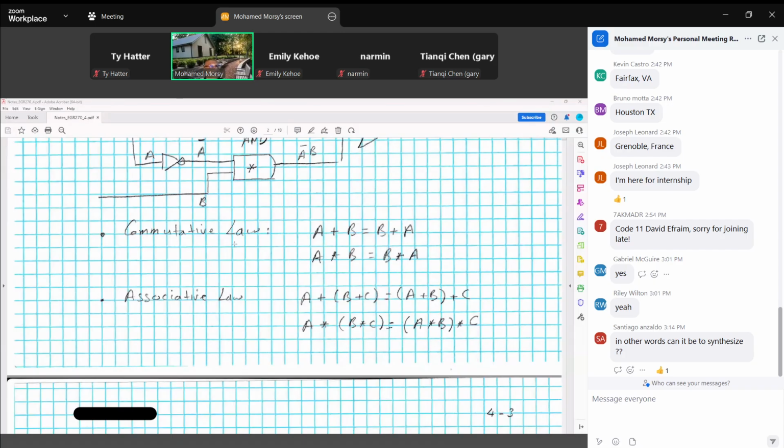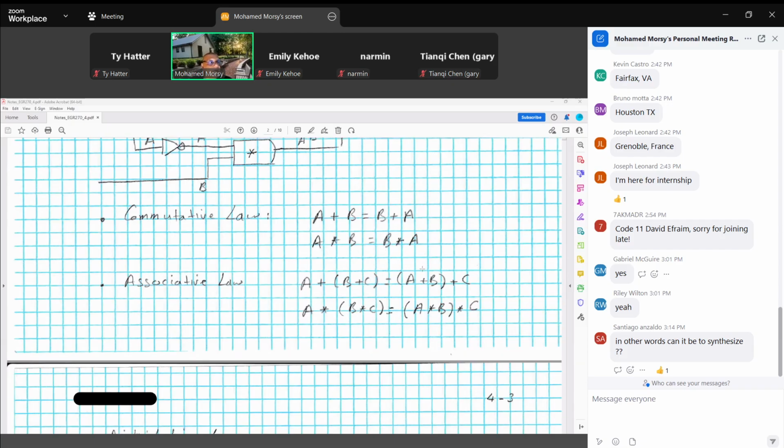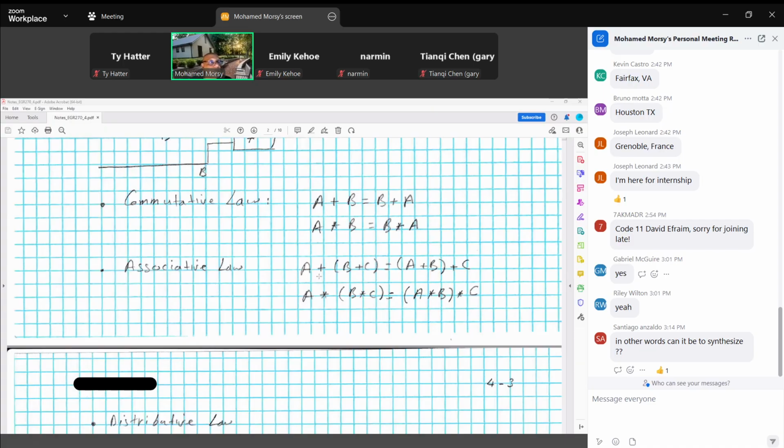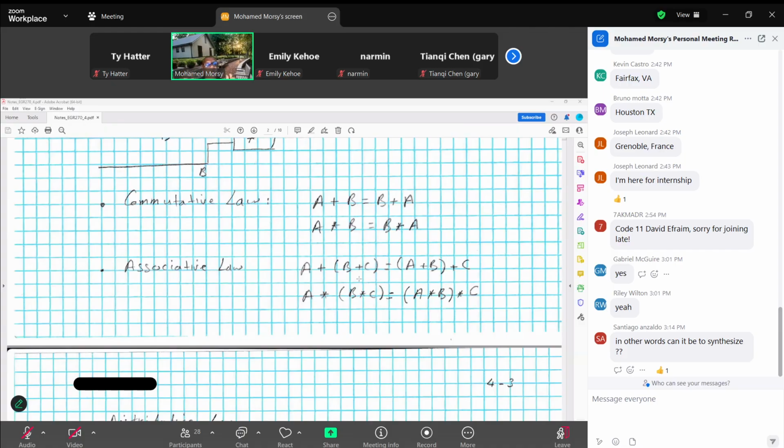Then there are some laws. Commutative law, like A plus B equals B plus A. It doesn't make a difference. If you add A first and then B, it's the same as if you add B first plus A. Or A times B. Here we talk about logic addition or logic multiplication. So A times B equals B times A. Associative law, like A plus B plus C, you see B plus C, we put it in brackets.